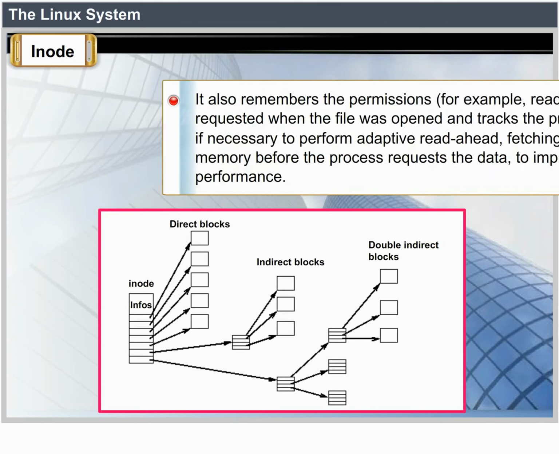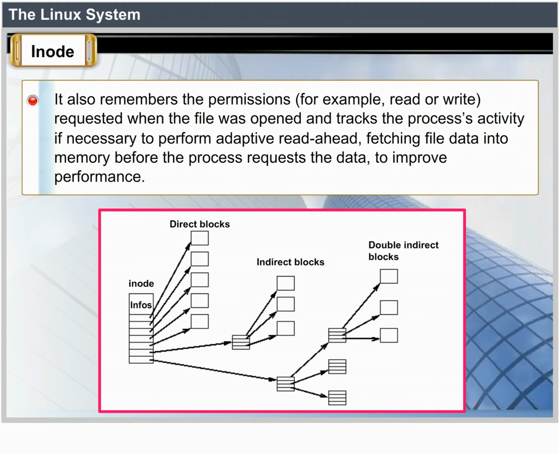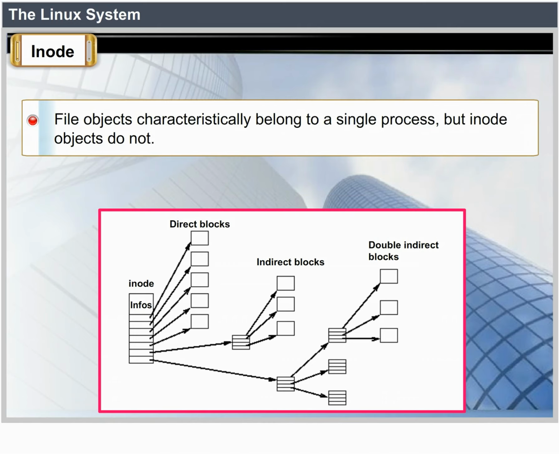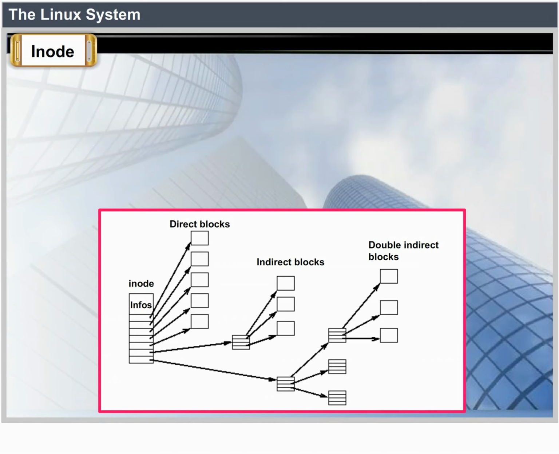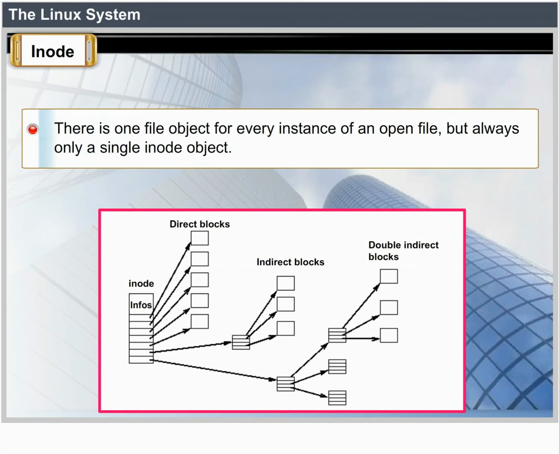It also remembers the permissions, for example, read or write, requested when the file was opened, and tracks the process's activity if necessary to perform adaptive read ahead, fetching file data into memory before the process requests the data to improve performance. File objects typically belong to a single process, but inode objects do not. There is one file object for every instance of an open file, but always only a single inode object.